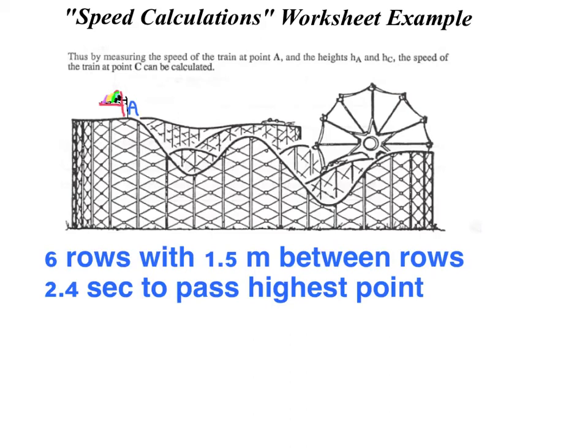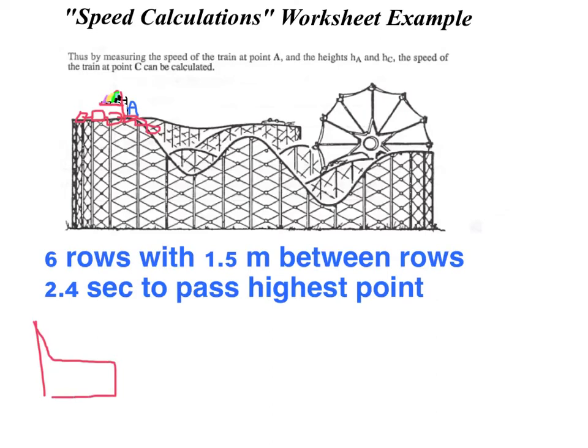So if we have our little train up here, I'm not drawing it very well, but you get the gist. We have our 6 rows. At the top point where that flag is, that's going to be my highest point, and we want to figure out how fast it's moving there. So all we care about is just the spacing between the rows.